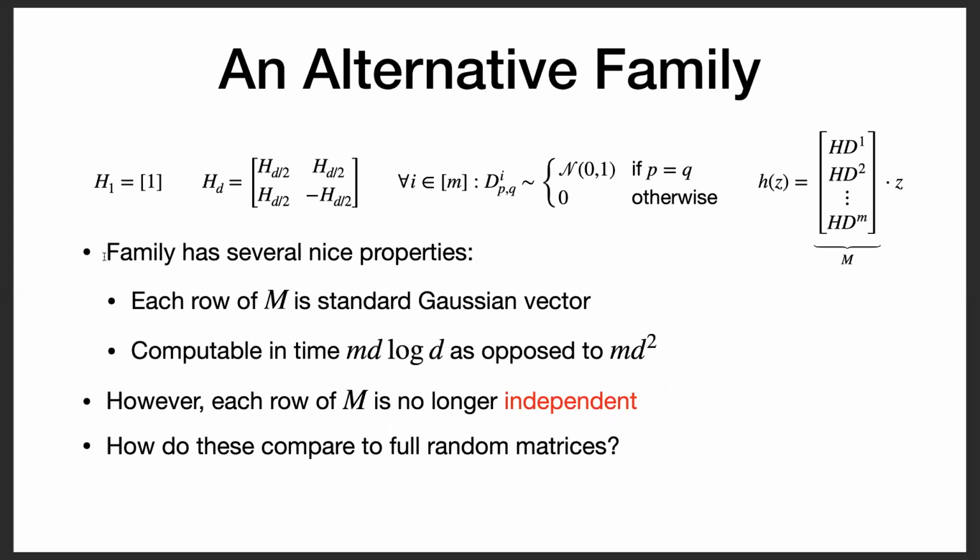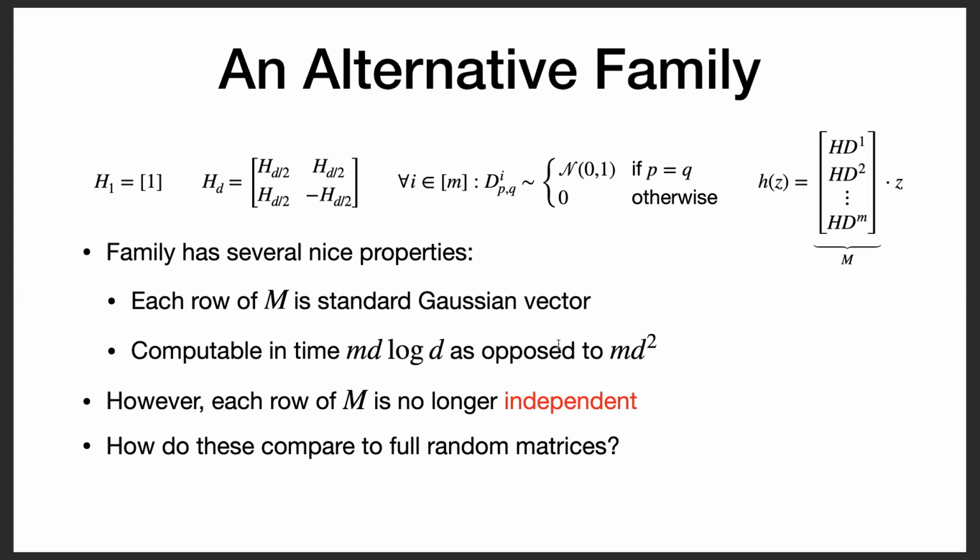Now we'll see that this family has several nice properties. Denoting this transformation matrix by M, what's nice to see is that each row of M is going to be a standard Gaussian random vector. Recall that each entry of H is either plus or minus 1, and multiplying each of them by a standard Gaussian results in a standard Gaussian random vector. That's nice. And the second really nice property is that you can compute this transformation in time md log d. This is because of the recursive definition of the Hadamard matrix. Computing the Hadamard matrix times a vector only takes time d log d, as opposed to time d squared for a typical matrix.